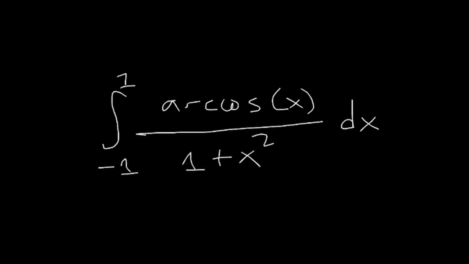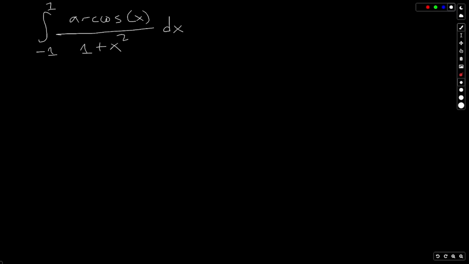All right, guys, we have the integral from -1 to 1 of arc cosine of x divided by 1 plus x squared dx. First, let's look at the bounds. We have -1 to 1. That's symmetric over 0. So the next thing we should look at is if this is an odd function.